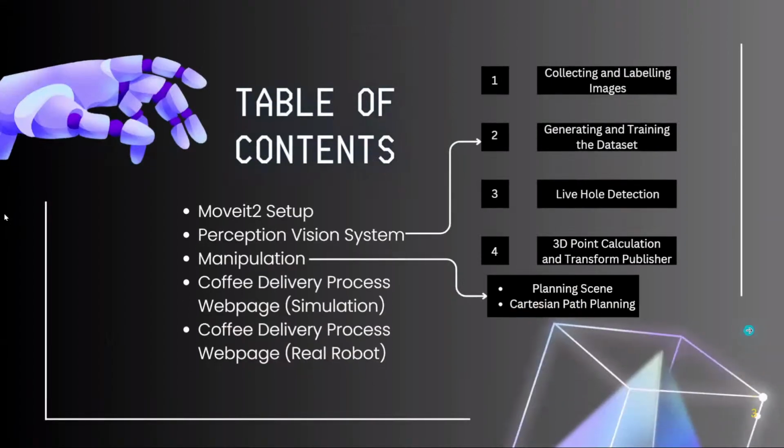So first, we'll talk about the MoveIt 2 setup, then the perception vision system, which has 4 steps basically. We collect and label the images. We generate, train, and fine-tune the dataset. Then we do the live hole detection, and we calculate the 3D point and the transform publisher. The manipulation has 2 steps, the planning scene and the Cartesian path planning. And then I will explain how the coffee delivery process works in the simulation and in the real robot.